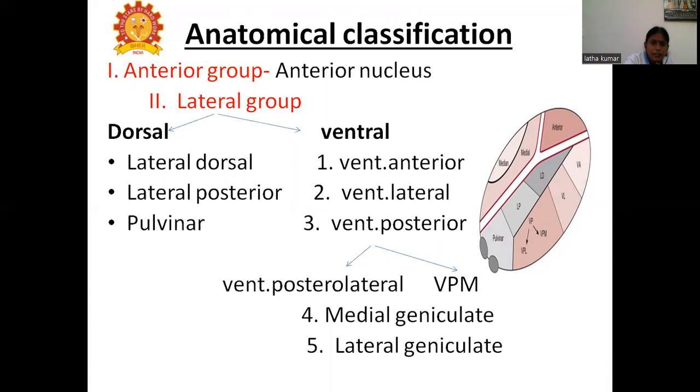And lateral group nucleus, it is again divided into dorsal and ventral. The dorsal side has lateral dorsal nucleus, lateral posterior nucleus, and pulvinar. So in this picture, it is represented in the gray color. And ventral part of the lateral group nucleus, there are three nuclei: ventral anterior, ventral lateral, and ventral posterior. This ventral posterior is again divided into ventral posterior lateral and ventral posterior medial. Apart from these, two more nuclei: medial geniculate nucleus and lateral geniculate nucleus.